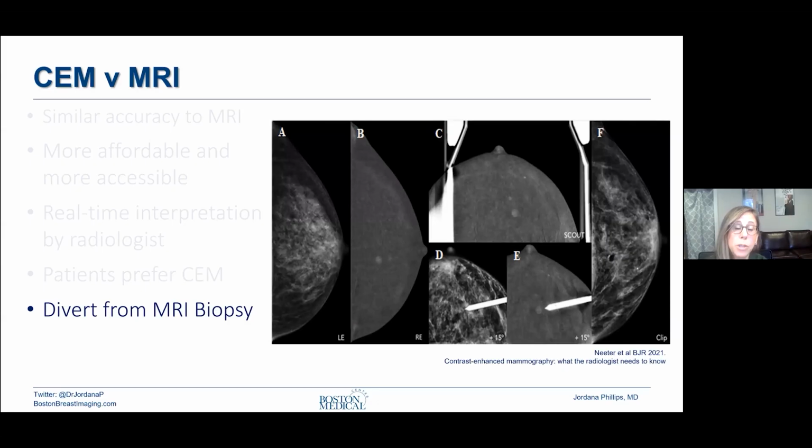Another nice thing is that we don't have to do an MRI biopsy. So for anybody considering CEM, I would highly recommend that you get CEM biopsy. I have not done it myself, but I've seen them and they are awesome. CEM biopsy is just like a stereo biopsy. The patient experience is very similar, and at least what I have perceived is so much better than what women are going through for these MRI biopsies. So it allows us to divert patients from MRI biopsy to CEM biopsy, and that's, I think, an absolute game changer for this imaging modality.